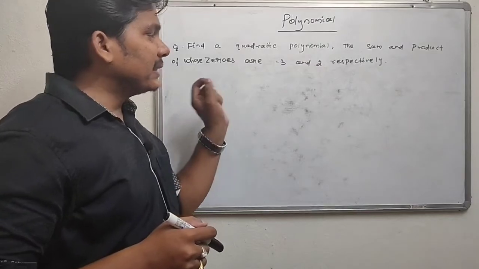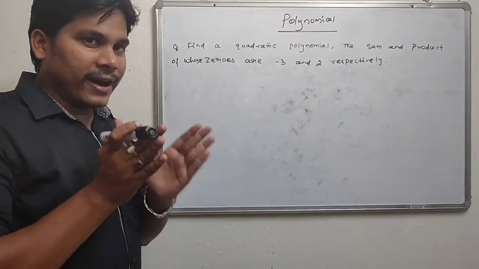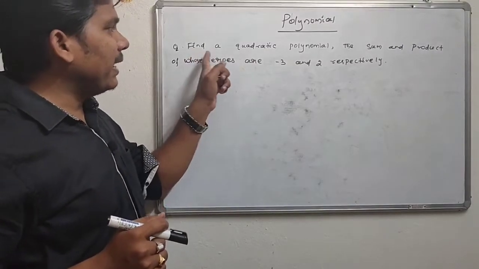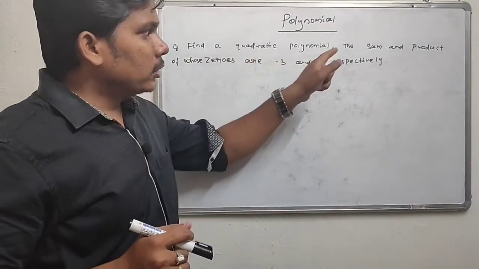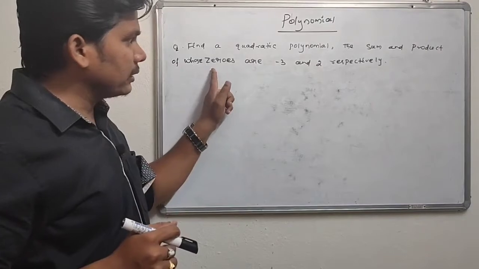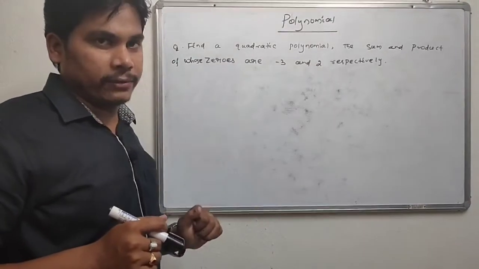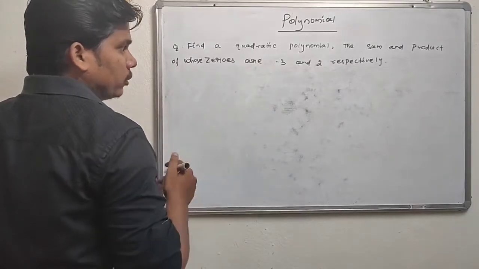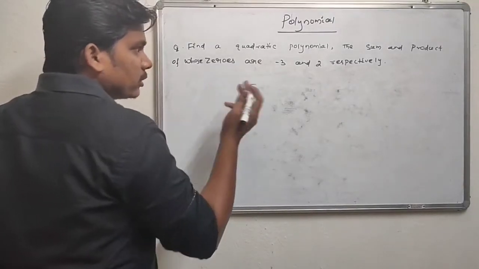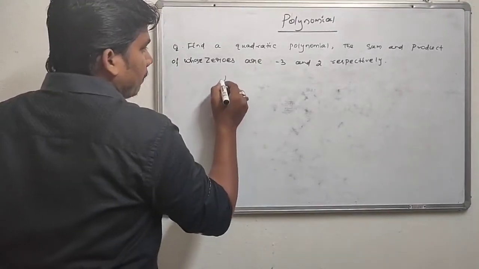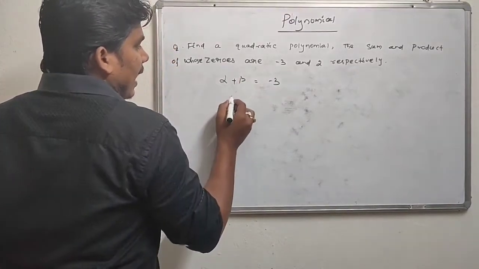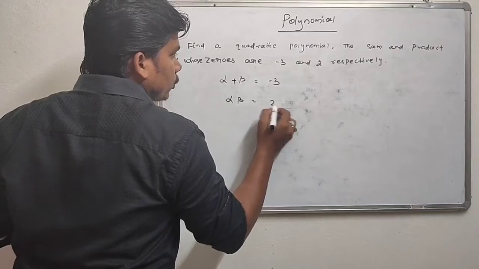Now see, this is a question on how we'll form a polynomial. The question is: find a quadratic polynomial, the sum and product of whose zeros are minus 3 and 2 respectively. Here the question already gives the sum and product of the zeros. Let's take the two zeros as alpha and beta. Then alpha plus beta is minus 3. Alpha into beta is 2.